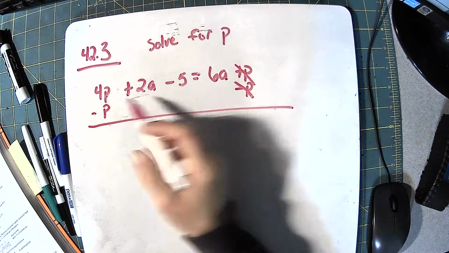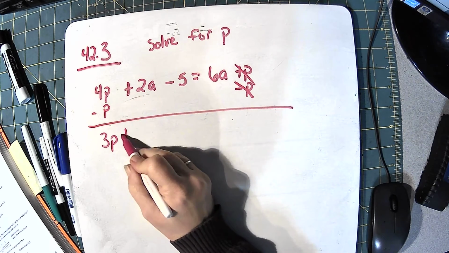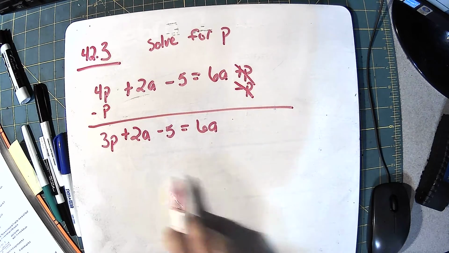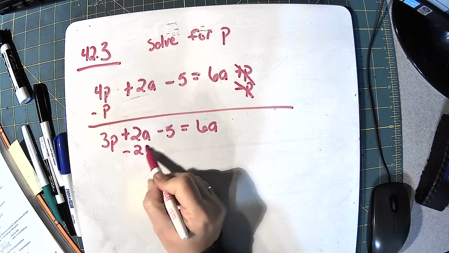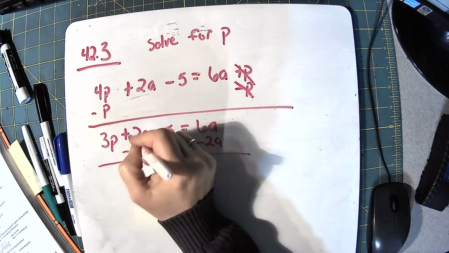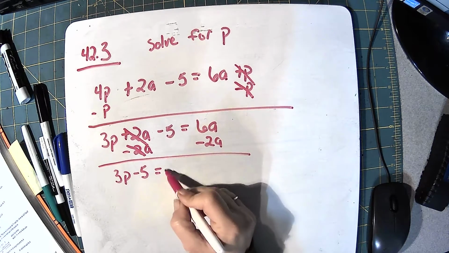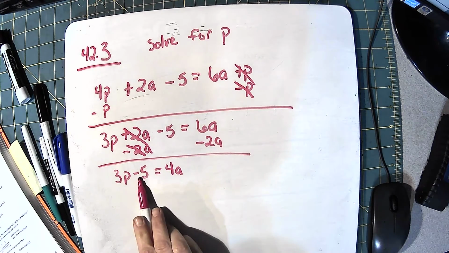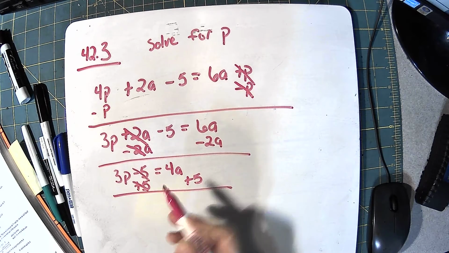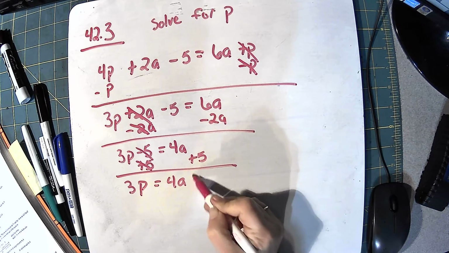All right, those are going to cancel. 4 minus 1 would be 3p. Now I'm going to pull everything down. Plus 2a minus 5 equals 6a. Okay, now I got to try to get rid of this. So I'm going to do minus 2a. Remember, my goal is to get all the p all by itself. Those cancel. Now I've got 3p minus 5 equals 6 minus 2 will be 4a. Now I got to get rid of this minus 5, so I'm going to do plus 5. Now I have 3p equals 4a plus 5.